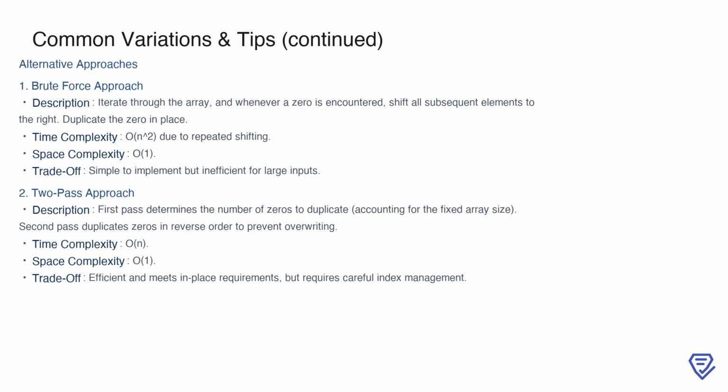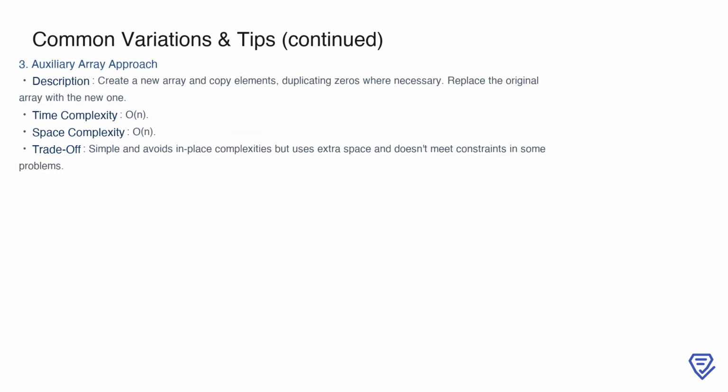for larger inputs. On the other hand, the two-pass approach is much more efficient. The first pass calculates the number of zeros that need to be duplicated while ensuring that array boundaries are respected. The second pass then duplicates the zeros in reverse order, which prevents overwriting existing elements. This method has a time complexity of O(n) and operates in place, but it does require careful management of indices to avoid errors.